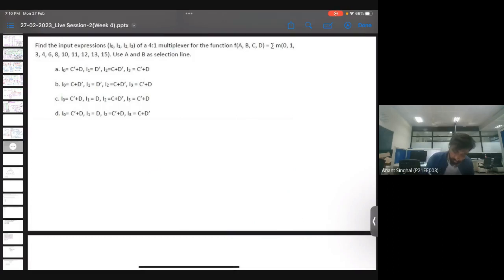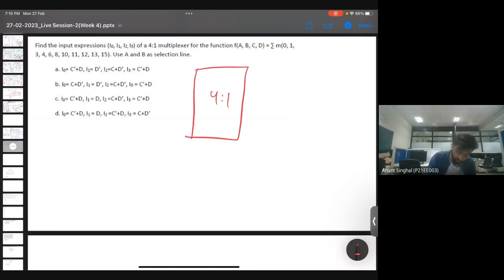So what we need to do, we need to use a 4 cross 1 mux. We have certain outputs I0, I1, I2 and I3, and it says that we need to calculate these four values for a function a, b, c, d, and a and b are the select lines. So I1, I2, I3 and I0 will be in terms of c and d. So I n will be a function of c and d.